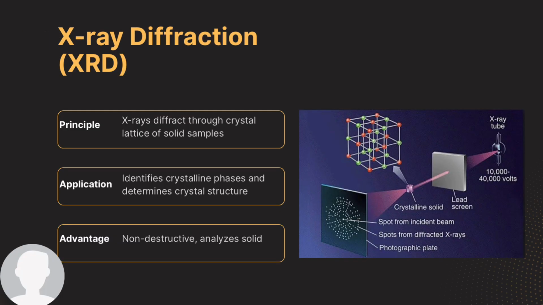Moving to structural analysis, we have X-ray diffraction or XRD. This method operates on the principle that X-rays diffract through the unique crystal lattice of solid materials. It is primarily applied to identify distinct crystalline phases and map out crystal structures. Its standout advantage is that it is entirely non-destructive and analyzes solid samples directly.